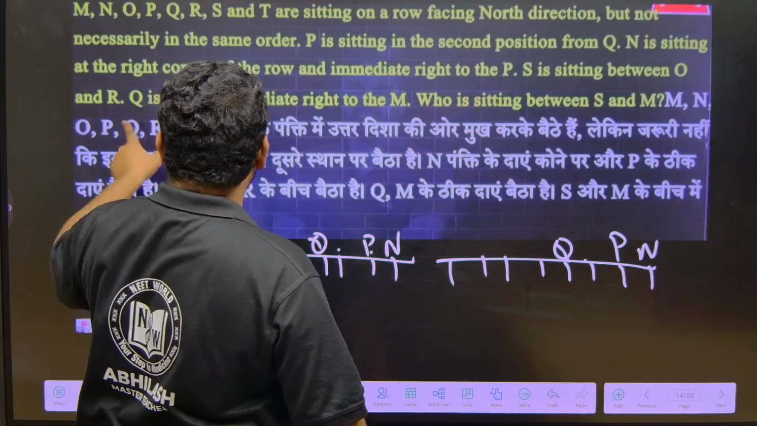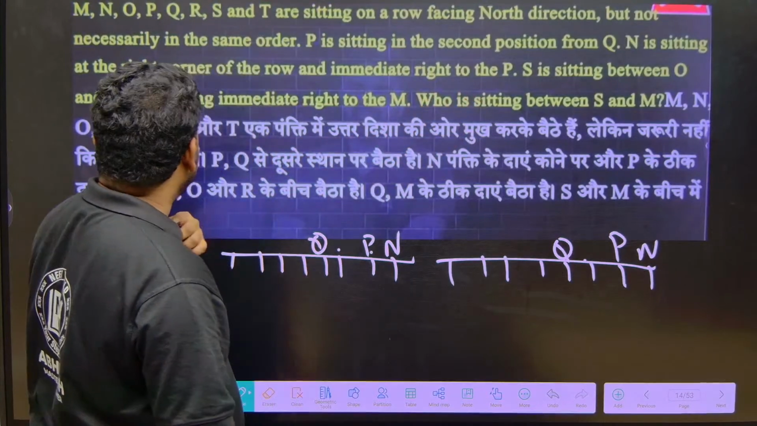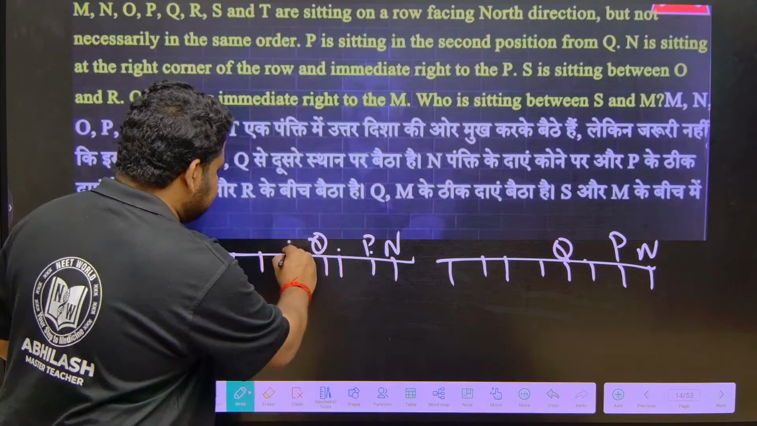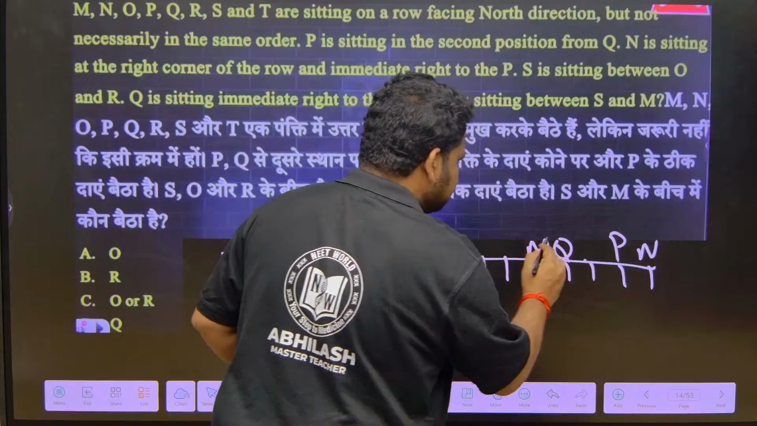S is sitting between O and R. Okay. Q is immediate to the right of M, which means M should come here. Done.